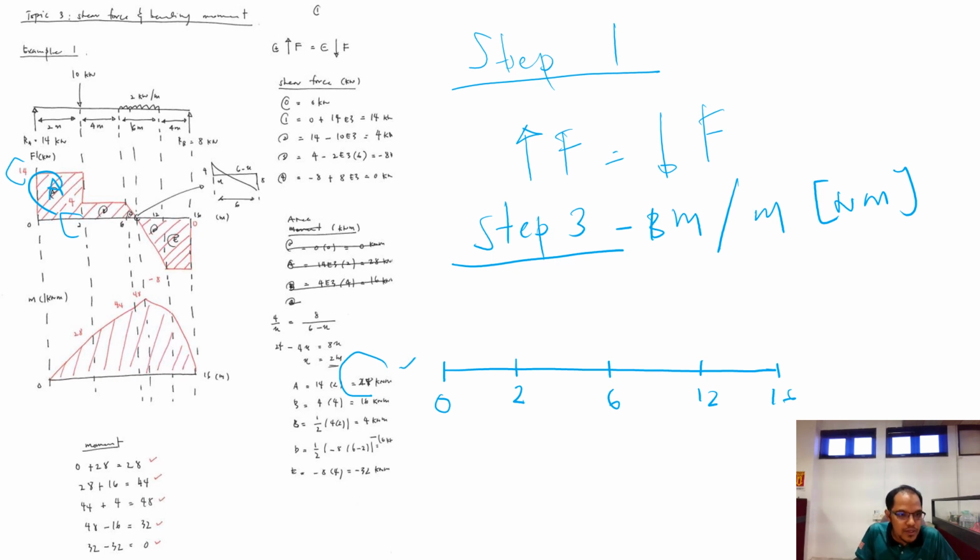And number 2 is 4. Let me erase first, so it's much easier for you to follow. Here is area B. So what is the height? The height is 4, and what is the length? 6 minus 2, we got 4. So 4 times 4, you got 16. Second area, area B.